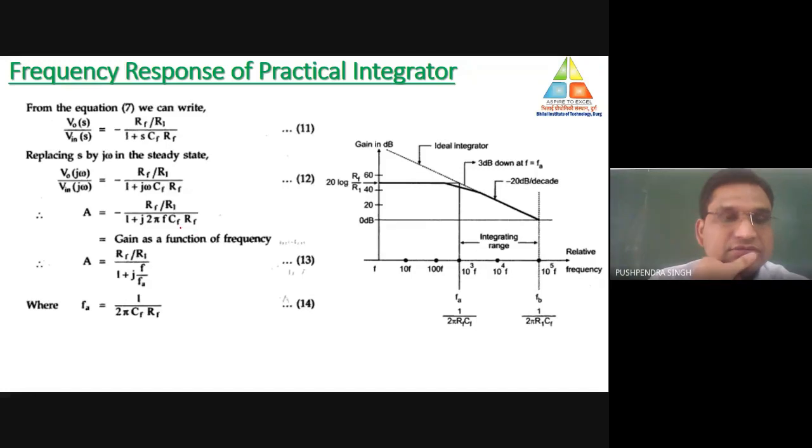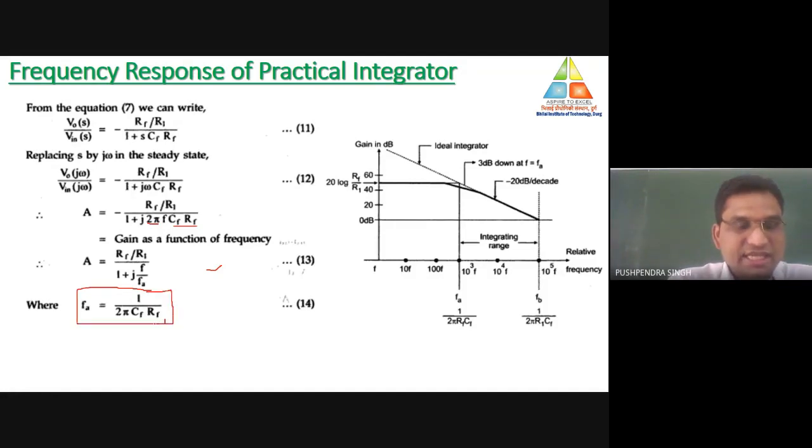Or it can be written as A is equal to minus RF by R1, over 1 plus j 2 pi f CF RF. This equation can also be written as equation number 13, where we replace 2 pi CF RF in terms of another frequency component, which is represented here as FA.